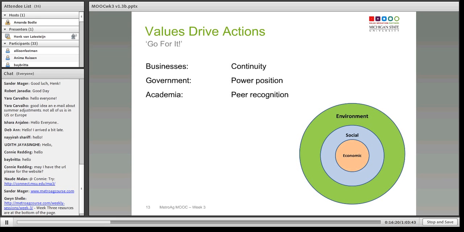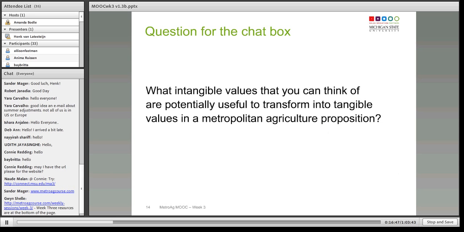Now, please think about these things a little, and I have a question for you. Can you imagine some intangible values, like the ones that I just presented to you, like authenticity and stuff like that, that are potentially useful to transform into a tangible value proposition in metropolitan agriculture? So can I have some suggestions from you in the chat box here, and see if you can come up with some ideas? Multiple attendees are typing. Well, that's good.